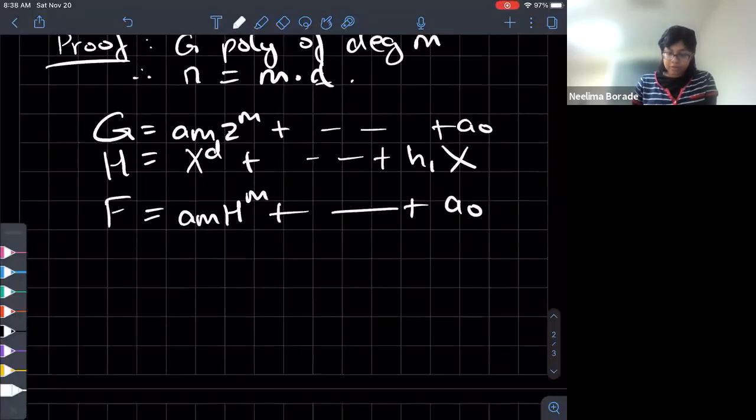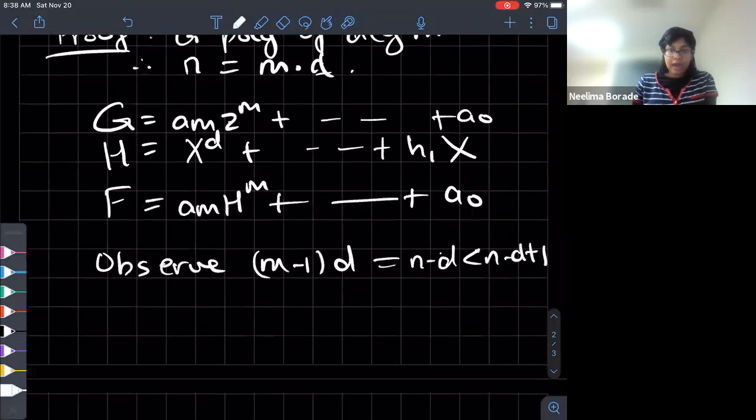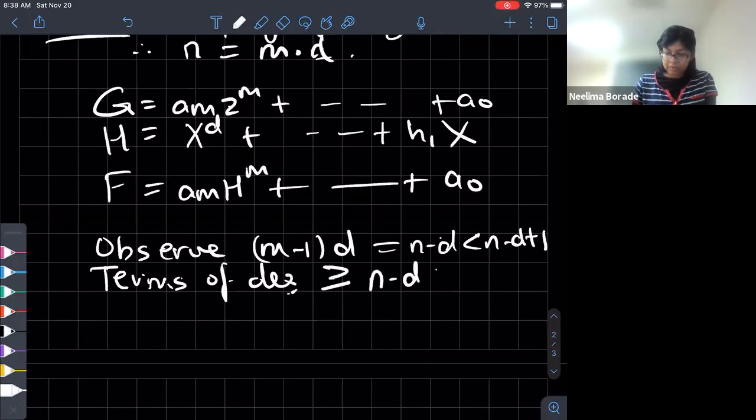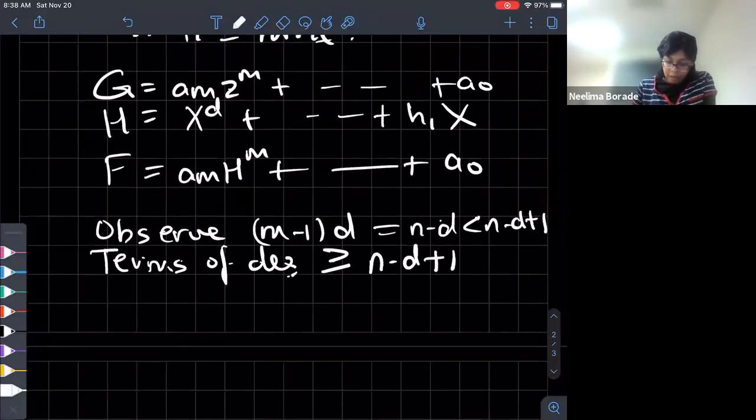and now the observation is that (m minus 1) times d is, which is basically n minus d, so it's less than n minus d plus 1. And so the terms of degree greater than or equal to n minus d plus 1, so that is n minus d plus 1 up till n, are all, this is on the left side.